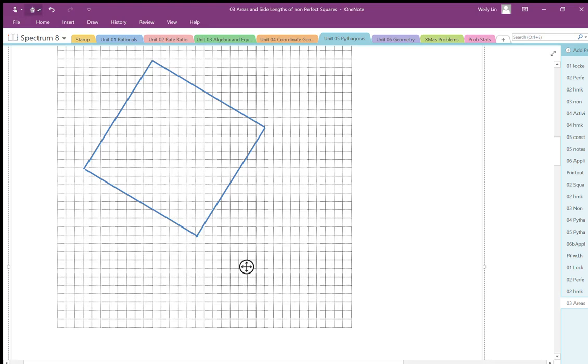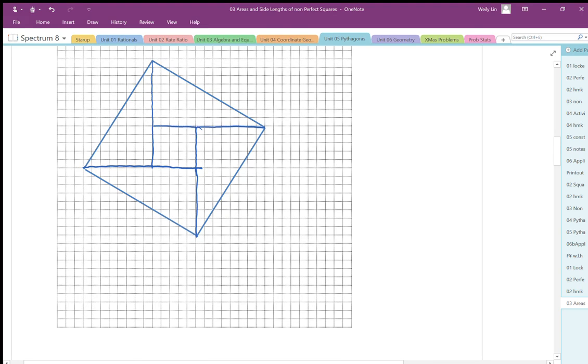So again, we're going to draw in our right triangles here. We're going to go from the vertex, and again, we're going to follow the grid lines. We're not going to go off the grid lines at all. Okay, all the way to this corner, and we're going to go along the grid lines again, all the way to the corner here. Follow the grid lines here, and again, all the way to the corner. Okay, and then we're going to follow that grid line all the way to the corner.